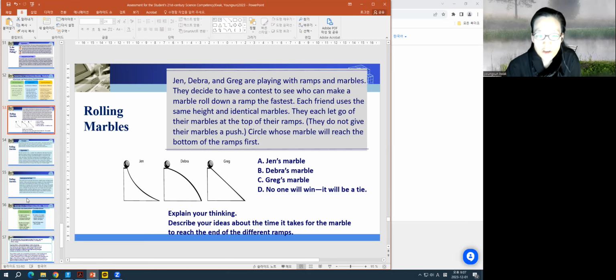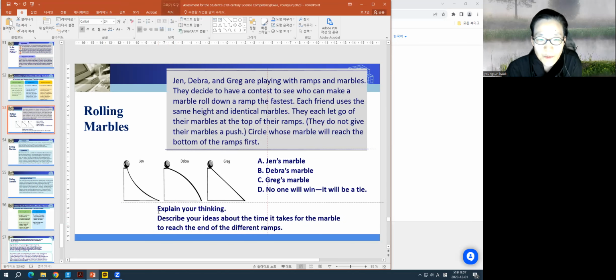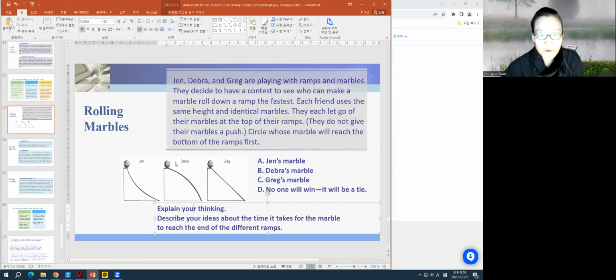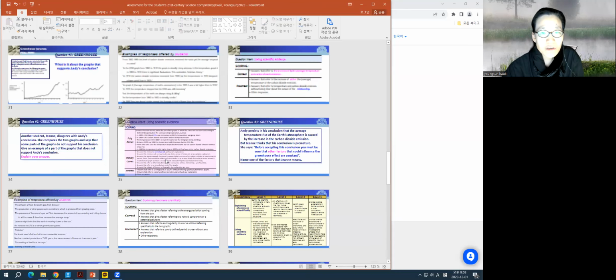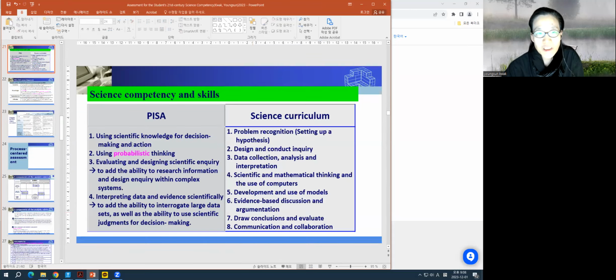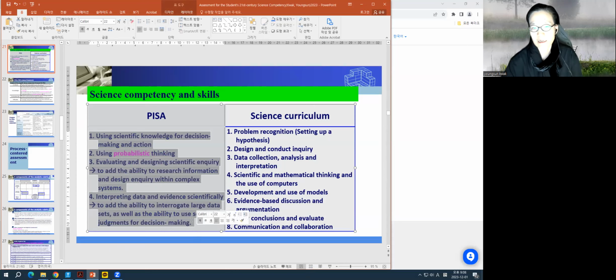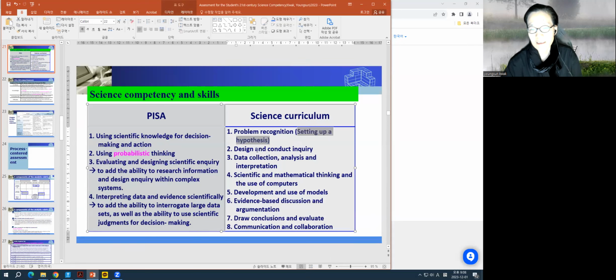And then this is the usual format. Explain your thinking. Describe your ideas about the times it takes for the marble to reach the end of the different ramps. Can you see what we are talking about? We talked about the PISA test, which is assessing science competency. This is the component of competency. Remember? Setting up a hypothesis, conducting an experiment, and then drawing a conclusion and communication.